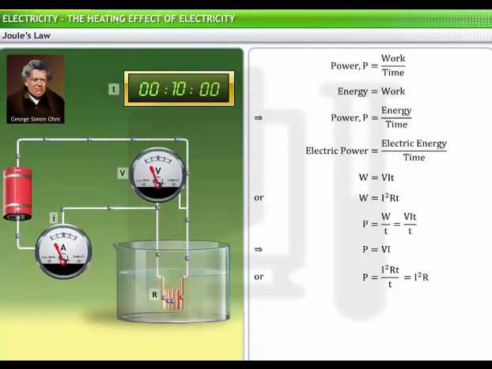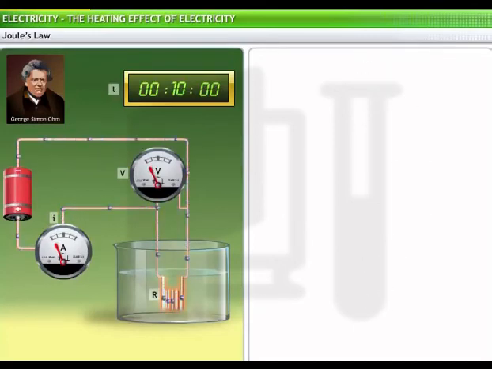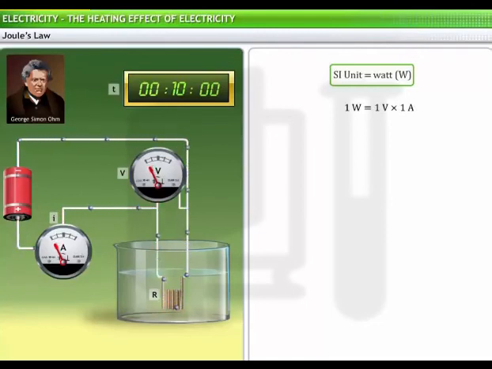Substituting V by R for I in the expression P is equal to I squared R, and simplifying, we get electric power equals V squared by R. The SI unit of electric power is watt and is denoted by W. 1 watt is the power consumed by a conductor having a potential difference of 1 volt across its ends when the current passing through it is 1 ampere.